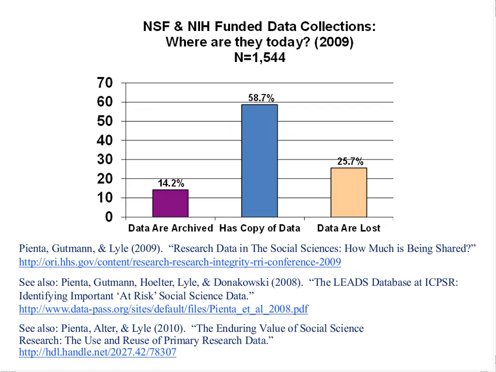Here at ICPSR, we did some studies recently. This was a few years ago, in 2009, where we attempted to identify and obtain data from the social sciences that were funded by the National Science Foundation and National Institutes of Health. At that time, we found that only about 14% had been archived, a little under two-thirds still had a copy of the data, and over a quarter of the data that we attempted to retrieve had been lost, either due to retirement or computers crashing or fires or what have you.